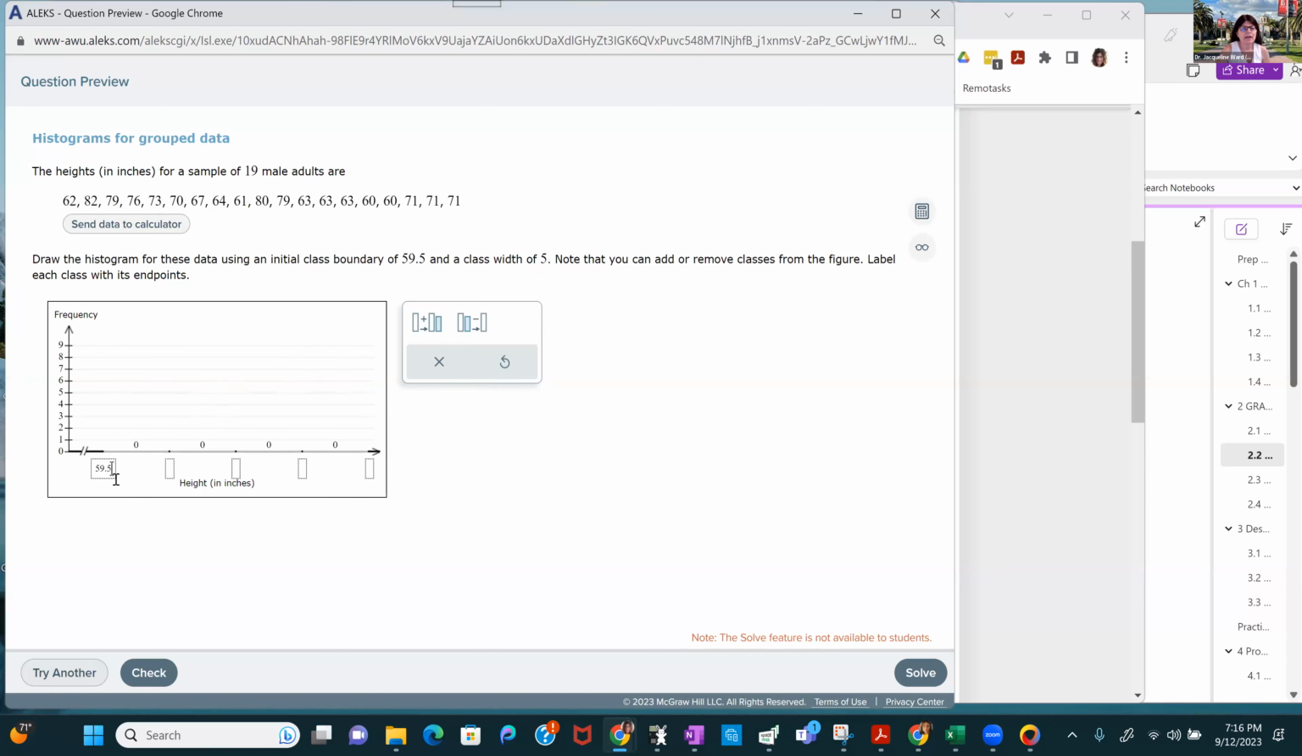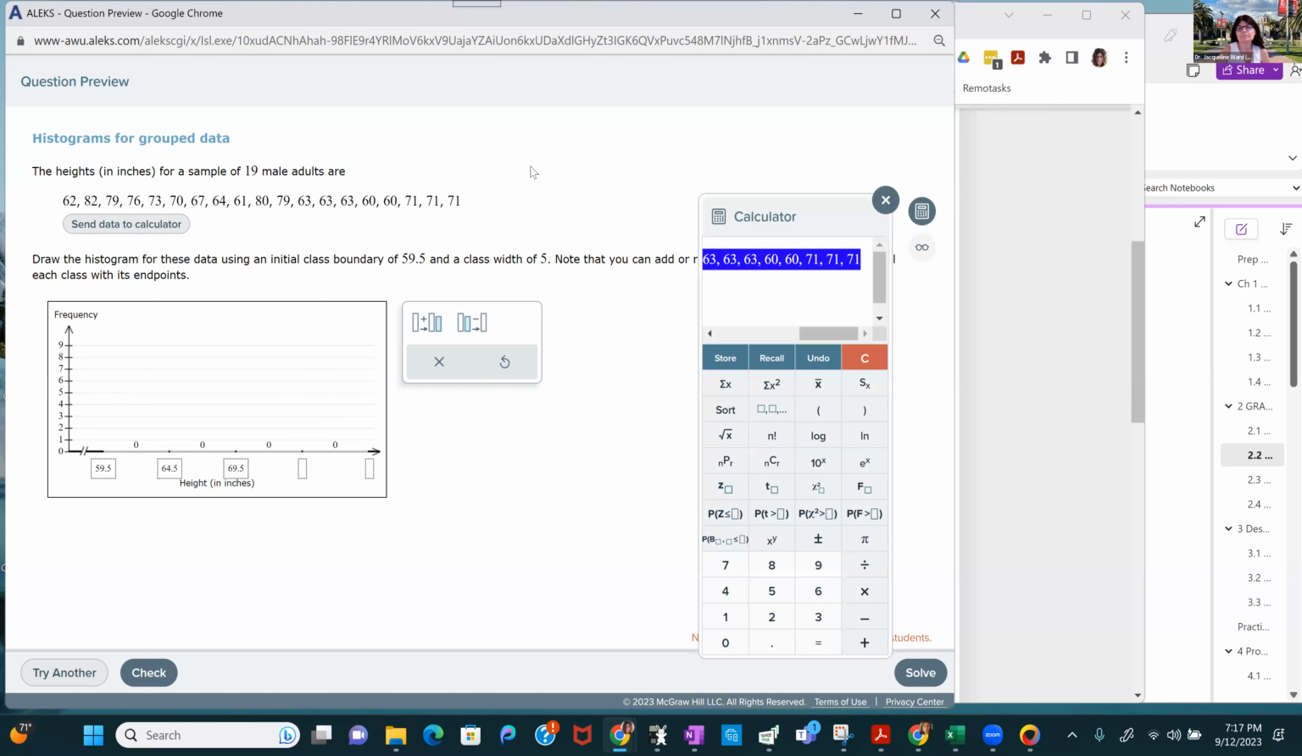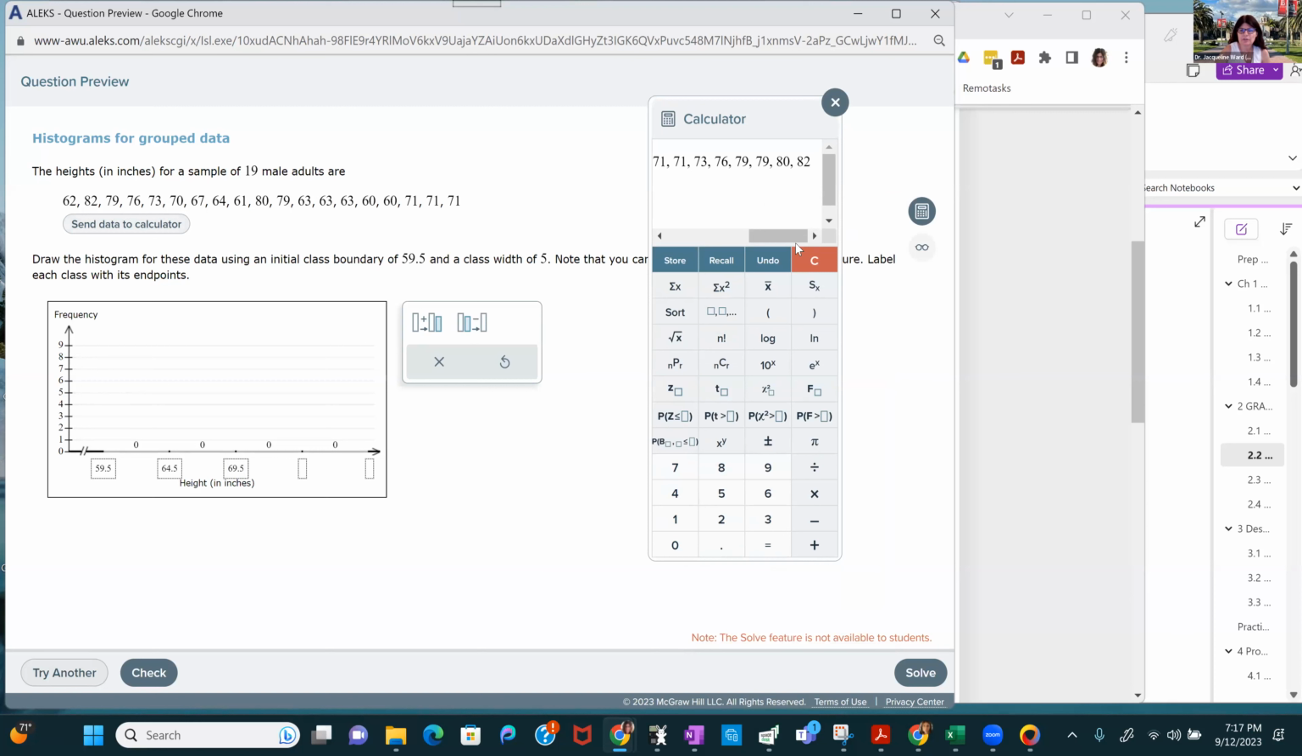So we're starting there, and we've got a class width of 5. And we want to make sure we're going to capture all of the data. So you can keep adding 5: 64.5, add 5, 69.5, etc. But to make sure, the best thing to do is to send the data to the calculator, and while it's highlighted, sort it. And notice the highest data value is 82. So we want to keep going until we're sure 82 is included in a class width.